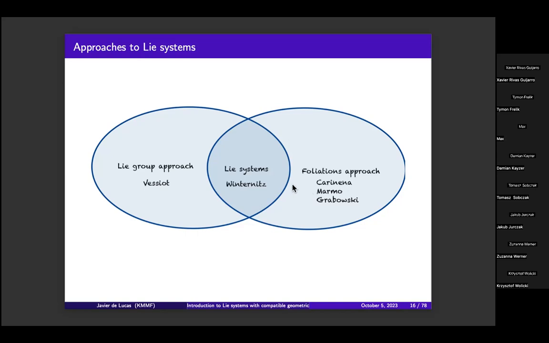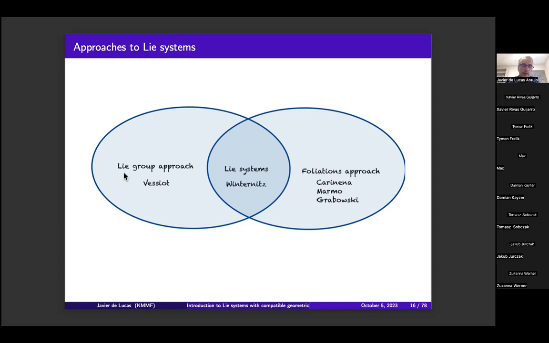Instead, toward the end of the 20th century, Cariñena from the University of Zaragoza in Spain, Marmo from the Institute of Nuclear Studies in Naples, Italy, and Grabowski from the Institute of Mathematics of the Polish Academy of Sciences started studying Lie systems by means of geometric techniques, in a more geometric way. And they developed an approach to Lie systems based on foliations, on bundles, and things of the sort. So I call this the foliation approach.